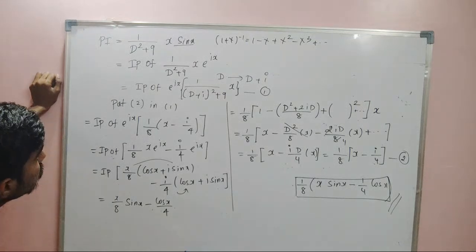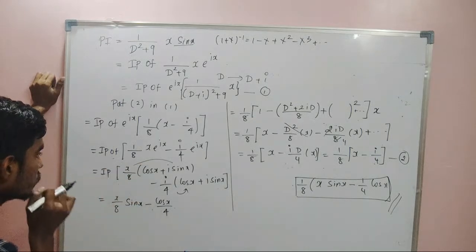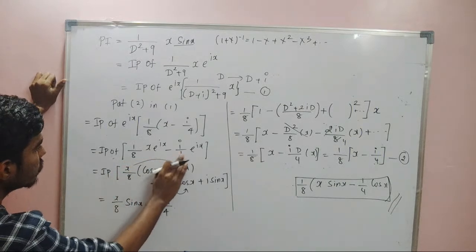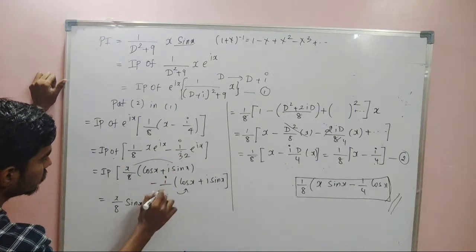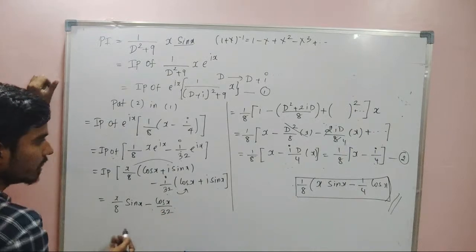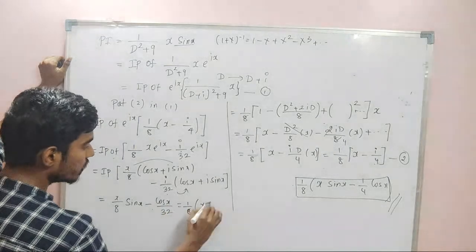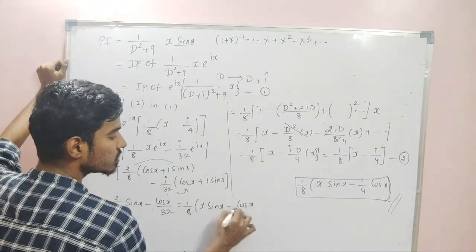Here you have 1 by 8, sorry. If I multiply 1 by 8 inside, it will be 1 by 32, sorry. Again you can see we got the same answer. If I take 1 by 8 common, this will be x sin x minus cos x by 4.